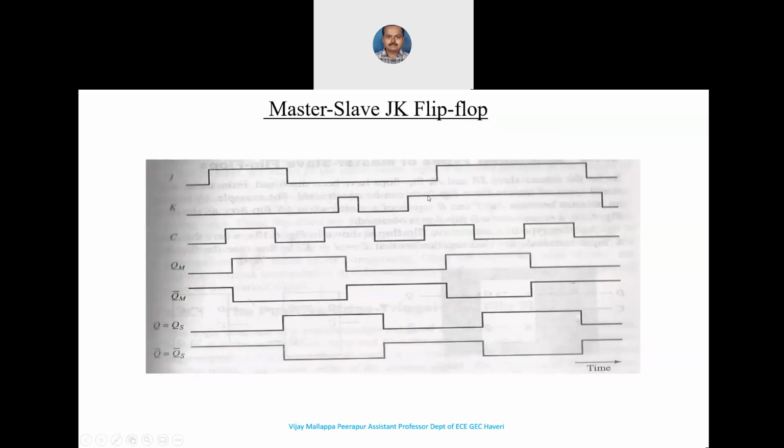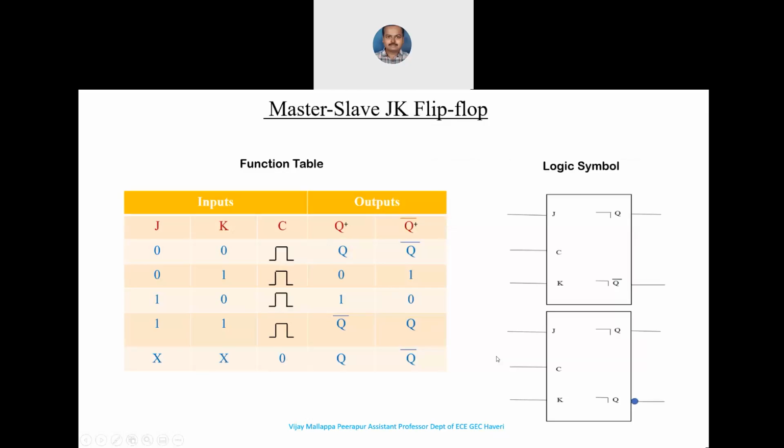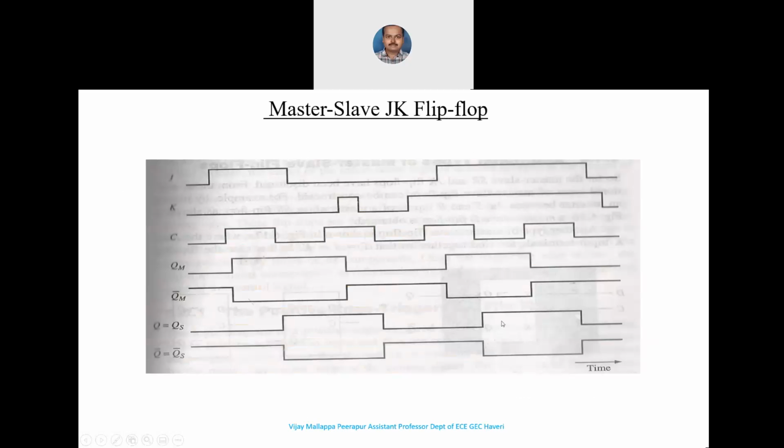And this is the timing diagram of a master slave JK flip-flop. If you see, this is similar to what we studied for the SR flip-flop. The only difference we have is when both J and K are 1 and the clock is high. What will happen here? The next state is equal to the previous state. That's the only difference we have in the timing diagram with respect to the JK flip-flop, right?